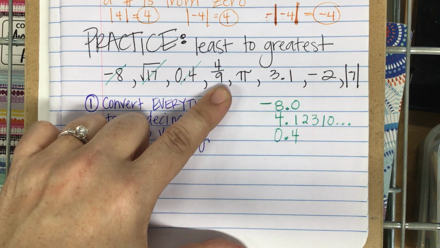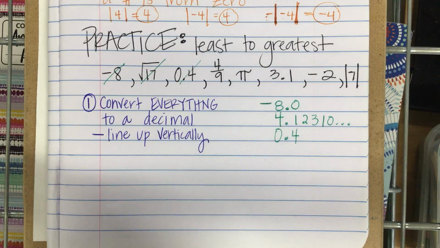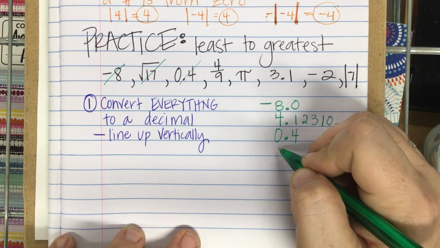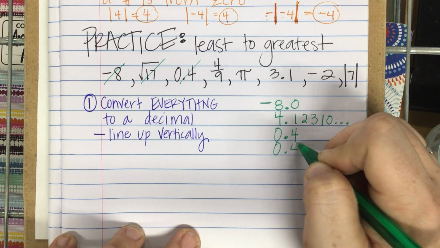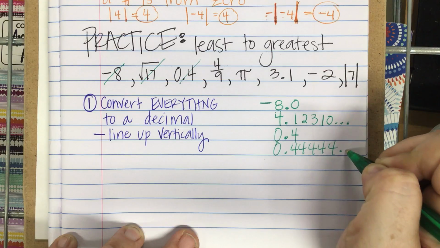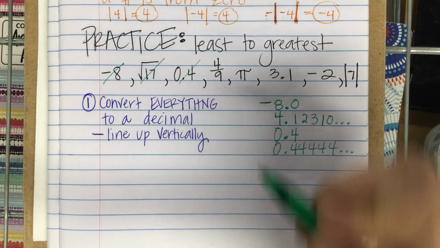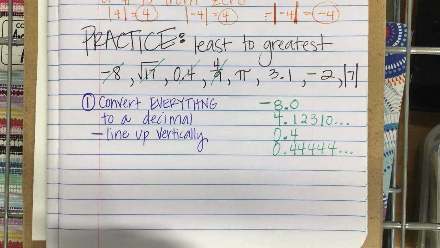Then I'm going to do this one. How do I convert 4/9? Numerator divided by denominator. 4 divided by 9 is 0.444444. Put the line over it. Just wait. When you just put the line over, like, just wait.